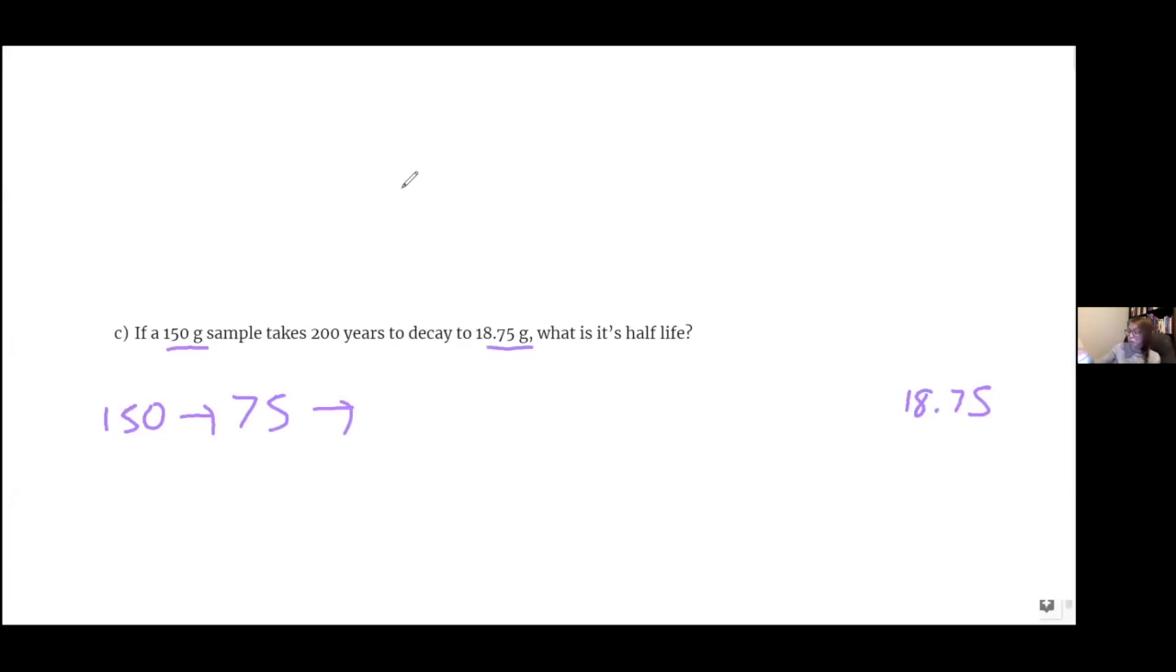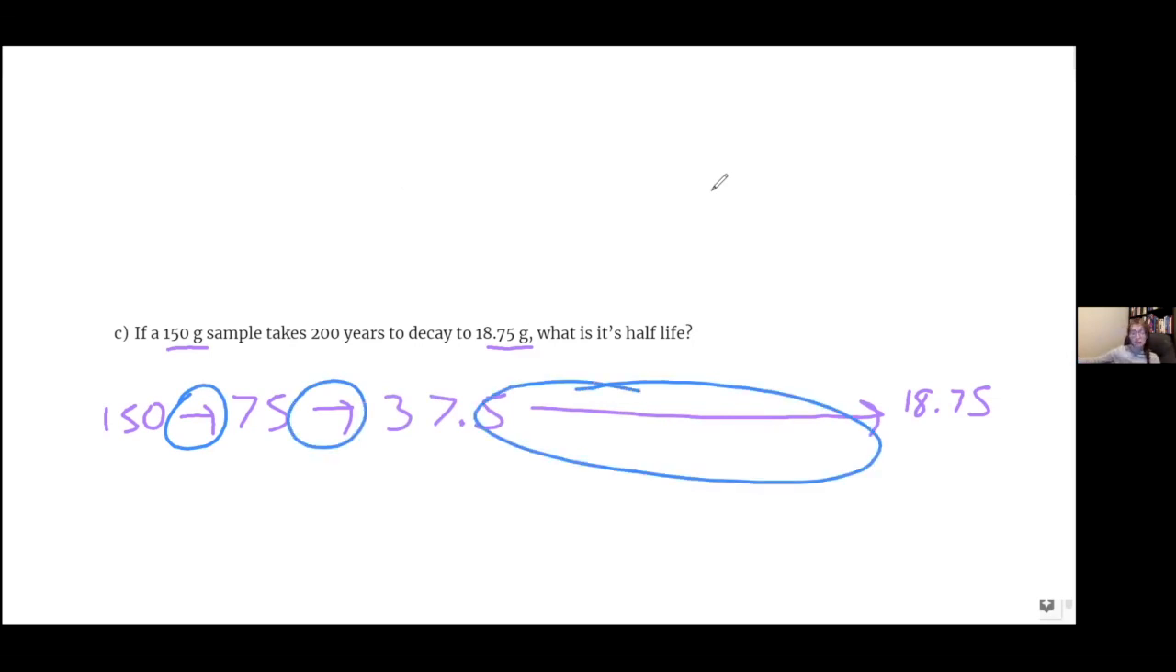So I divided by 2 once, that got me 75. Divide by 2 again, that gets me 37.5. Divide by 2 again, that gets me to 18.75. But now I know that the process of going from 150 grams to 18.75 grams took 1, 2, 3 half-lives, 3 divisions of 2. So 3 half-lives. And it tells me in the problem that the whole process takes 200 years. Those 200 years are split evenly over the 3 divisions, over the 3 arrows.